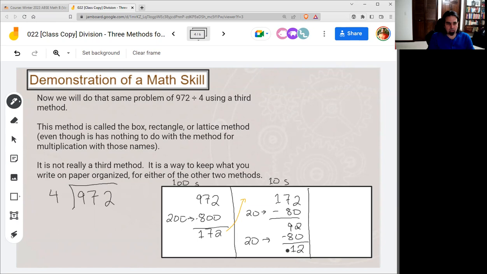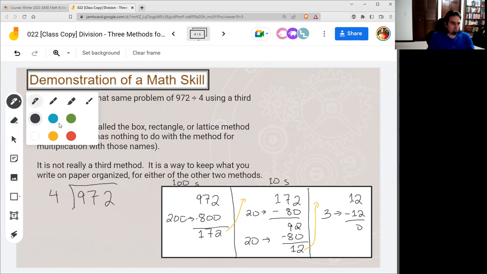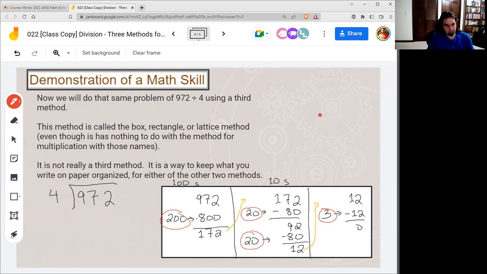So I'll shift to the next box and have a 12. I'm still wanting to say 4 times what is 12? Well, that would be 3. And I subtract and I'm done. Then I take all these numbers and add them up. And I get the same answer as before, of course.